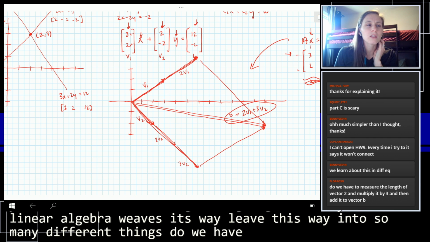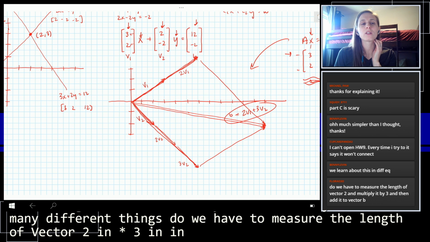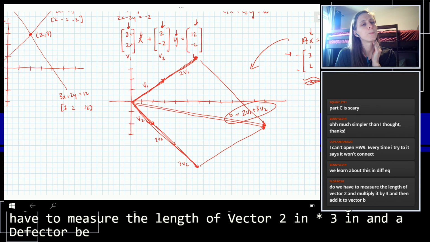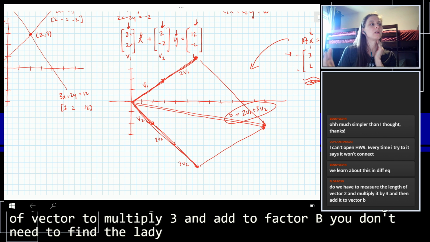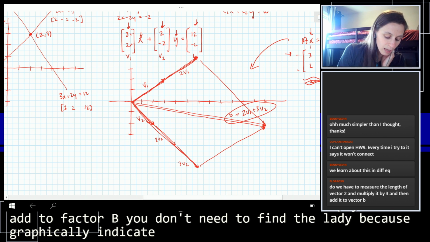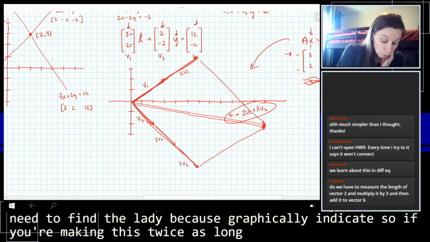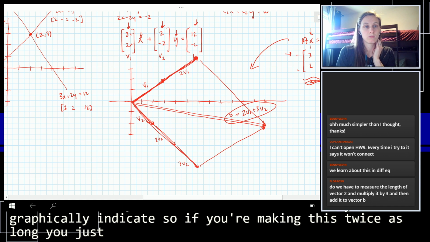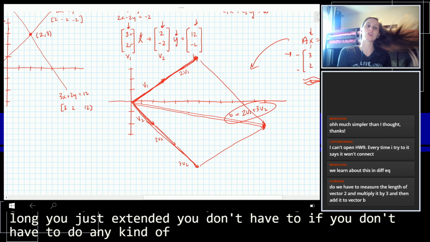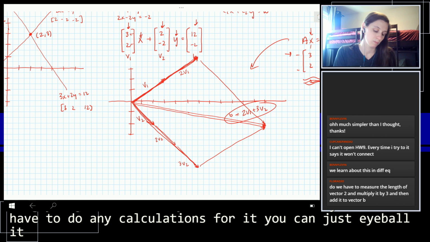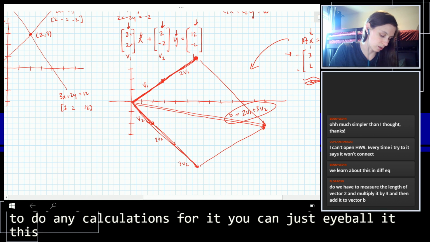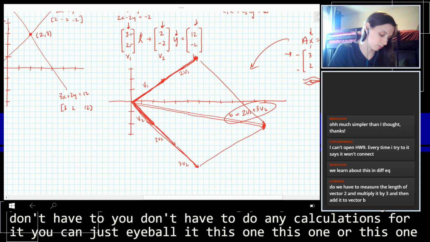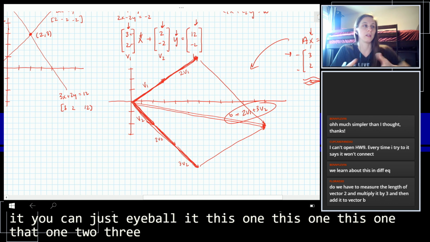Do we have to measure the length of vector 2 and multiply it by 3 and then add it to vector B? You don't need to find the length. You can just graphically indicate. So if you're making this twice as long, you just extend it. You don't have to do any calculations for it. You can just eyeball it. This one, you just eyeball it 1, 2, 3, and then add them together.